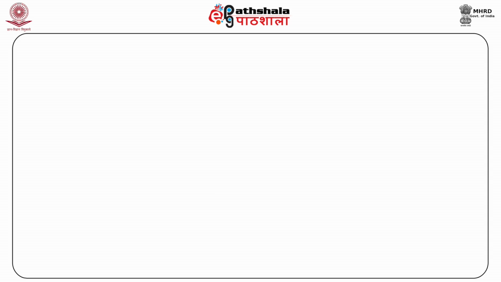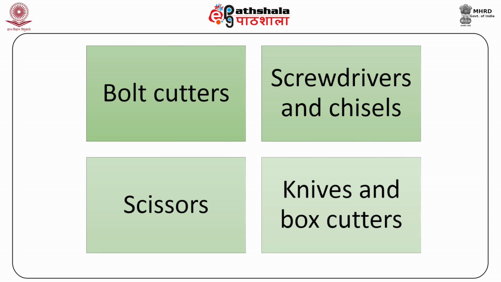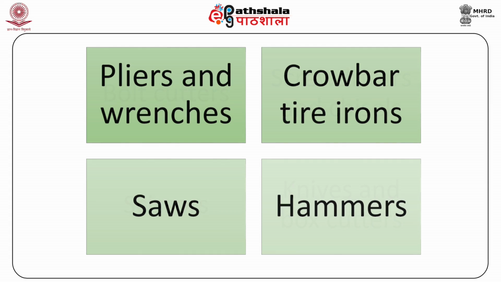Types of evidence submitted in tool mark cases include tools like bolt cutters, screwdrivers and chisels, scissors, knives and box cutters, pliers and wrenches, crowbar tire irons, saw, hammers.